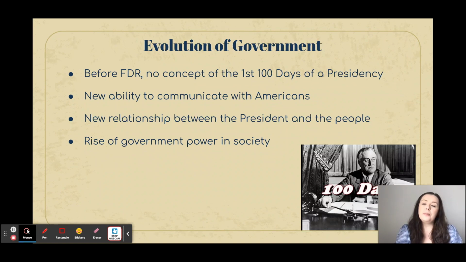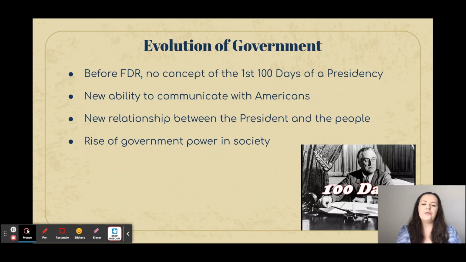He has this new ability to communicate with Americans. We'll see him utilize the radio to talk directly to the American people about his plan and how to navigate the Depression. So there develops a new relationship, the fact that FDR uses the radio and speaks to the American people in their homes. The American people love him and trust him because of this.